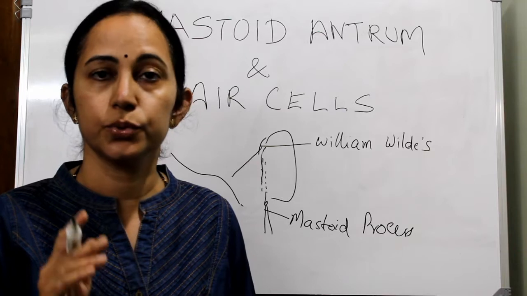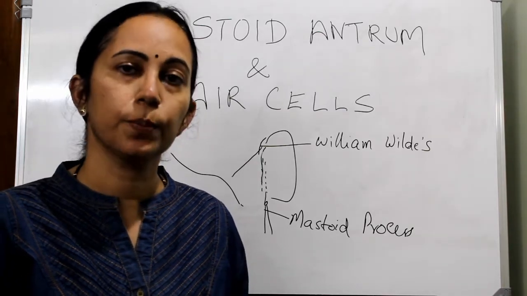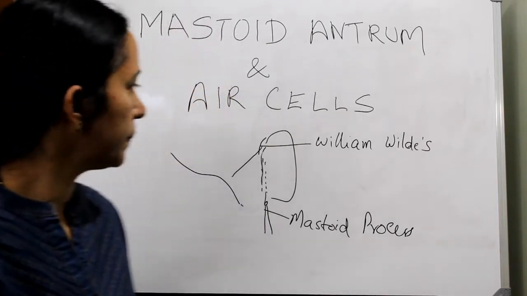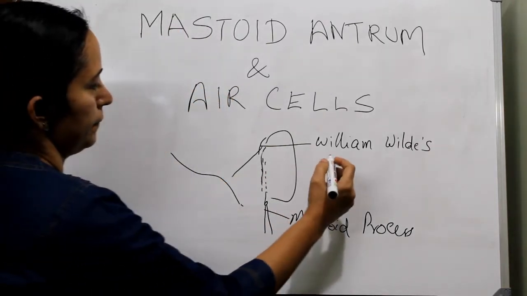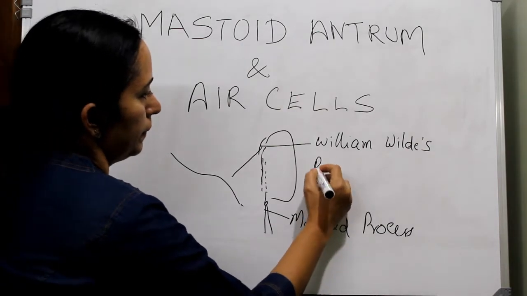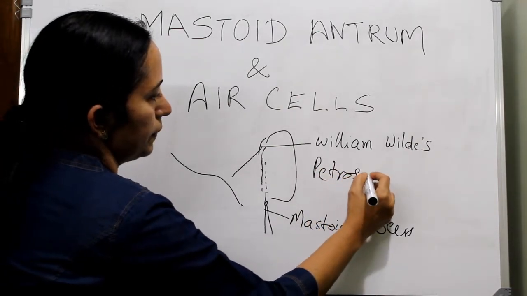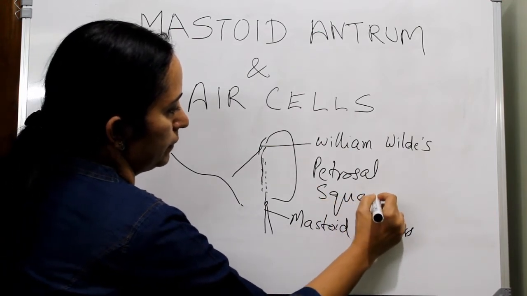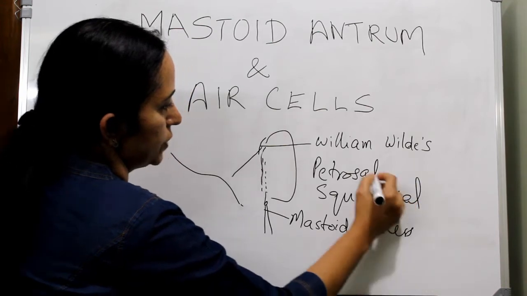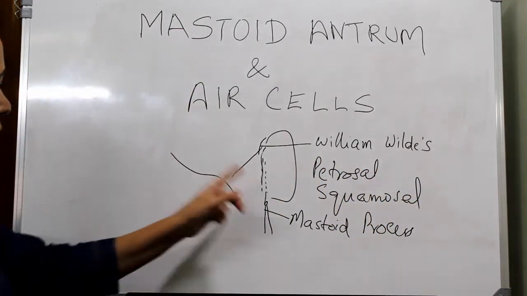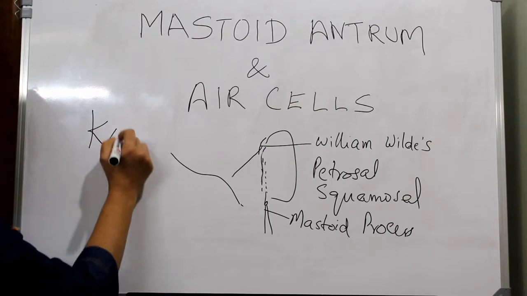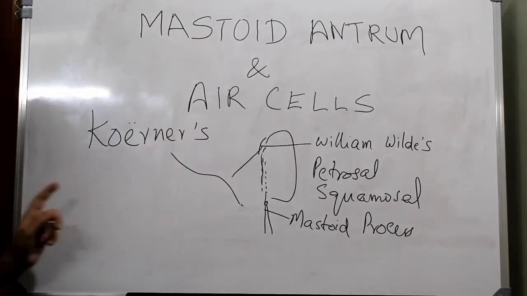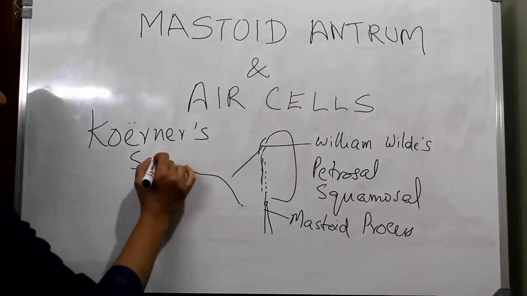pneumatizes from two groups of air cells, the superficial squamous cells and the deep petrous cells. So this petrosquamous lamina, between the petrous cells and squamous cells, or otherwise called the Koerner's septum.